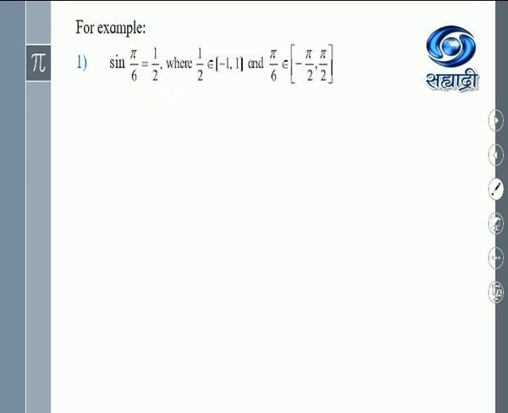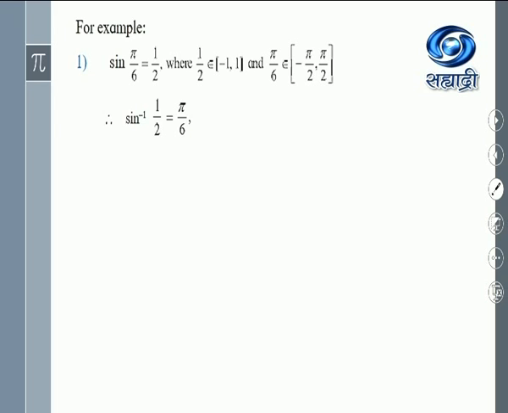Now sine pi by 6 is equal to 1 upon 2, we know. Sine pi by 6 means sine 30 degrees. Sine 30 degrees is half, right? Now we check whether 1 upon 2 belongs to the closed interval minus 1 to 1. Yes. Check whether pi by 6 belongs to the closed interval minus pi by 2 to pi by 2. Yes, that also belongs.